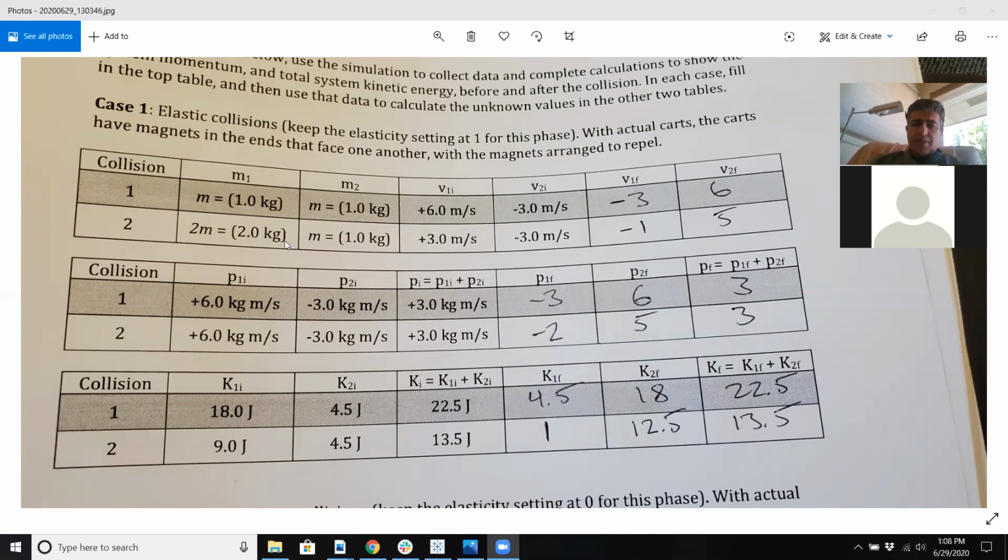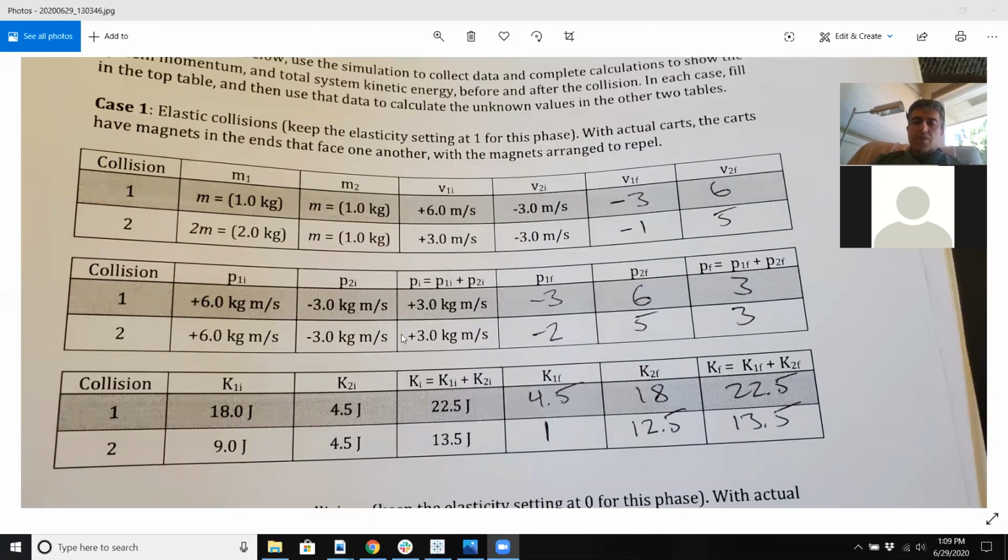If you change the mass of the first cart, but also drop its velocity by half of what it was originally, but keep everything the same for the second cart, these were the velocities I got, -1 and 5. The momentums will be -2 and 5, respectively, so total momentum stays the same.